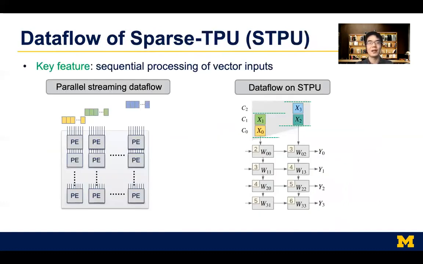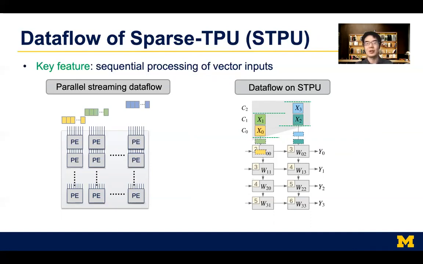Instead of using parallel streaming of the input vectors, we use sequential processing of vector input, as shown in the figure on the right-hand side. X0, X1 is a streaming group. It will be sent into the systolic array sequentially. So do X2 and X3. As the animation shows, in each clock, the input stream will propagate one step downwards.